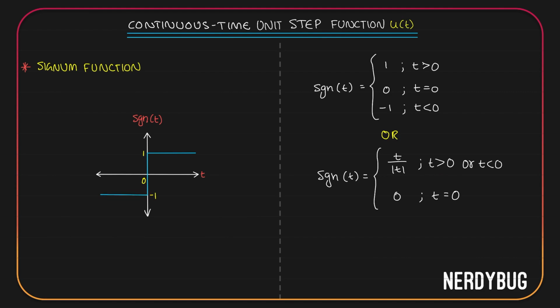Again, Signum function can also be written as a function of u of t. Signum of t is nothing but 2u of t minus 1. How is that possible? We know when t is less than 0, u of t is 0. So 2u of t is also 0. So you will just get minus 1, which is correct. When t is greater than 0, u of t is 1. 2u of t is 2. 2 minus 1, you will get plus 1. So that is also correct.